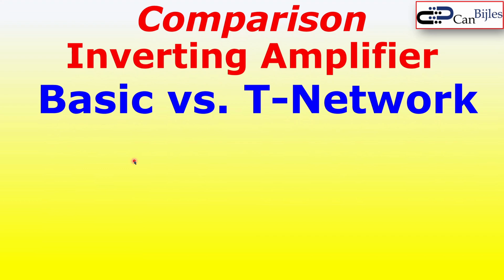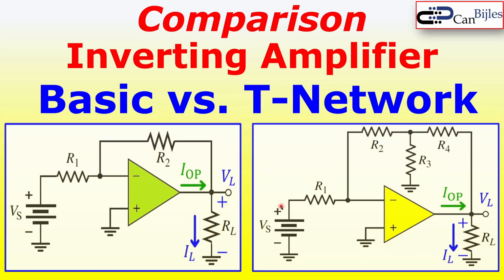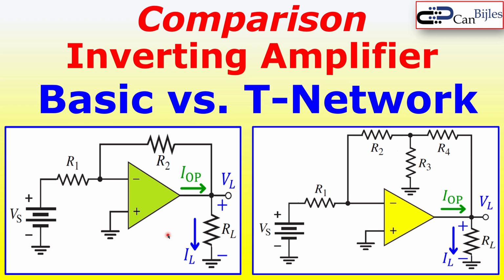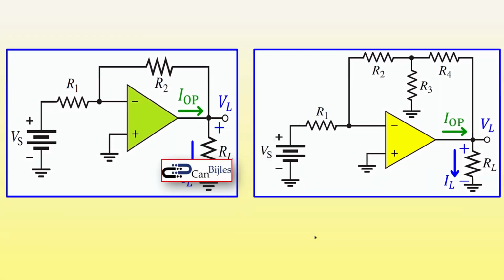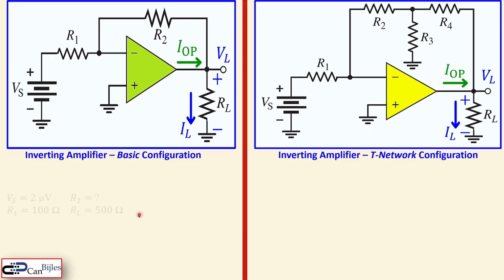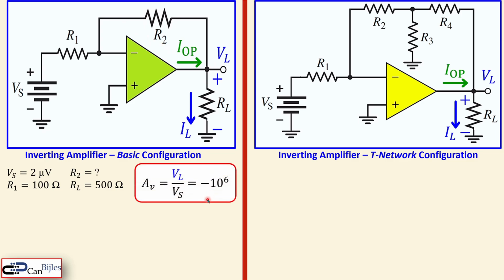But before I move on, I would like to make a comparison between the inverting amplifier circuits using the basic configuration and the T network, so you see what the difference is. This was the circuit we discussed in example number 1 for the inverting amplifier, and this is the circuit we have now discussed in example number 2. So what is the difference between them? For example, if you have a design problem and you would like to amplify a voltage source of 2 microvolts, with R1 of 100 ohms, and R2 is not known, the load is known, and you would like to have a gain of minus 10 to the power 6, which is minus 1 million. What is then the required R2?